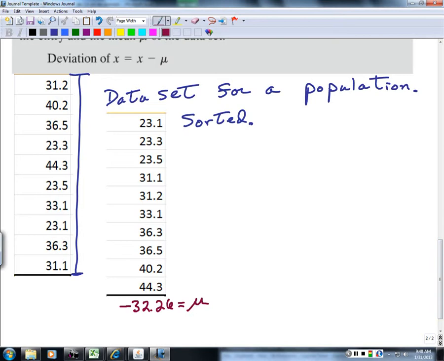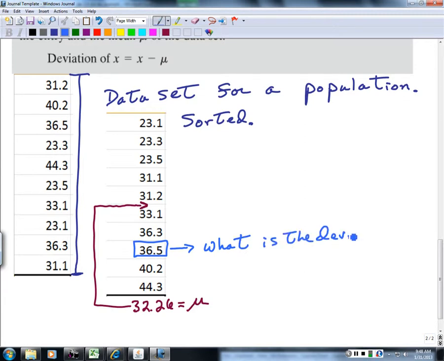Okay, now let's go ahead and figure out where 32.26 sits inside the distribution. Well, the mean is going to fall right between these two values. Okay? Now, what I want to do is let's pick a value. I don't care, any value. For example, this one, 36.5. Let's just choose 36.5. And I want to know what is the deviation of this value from the mean.